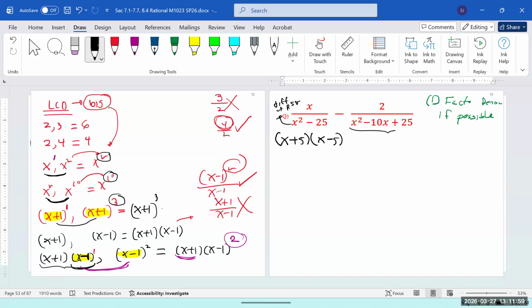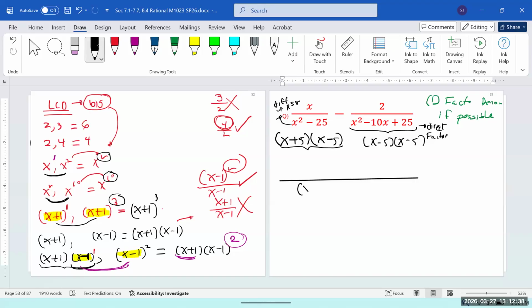How about the second denominator? X minus 5, x minus 5. So we did direct factoring. So 3 terms means direct factoring, AC or trial. 2 terms means either difference of perfect squares or GCF. Okay, now let's compare. We have x plus 5, x minus 5. Are they the same or different?